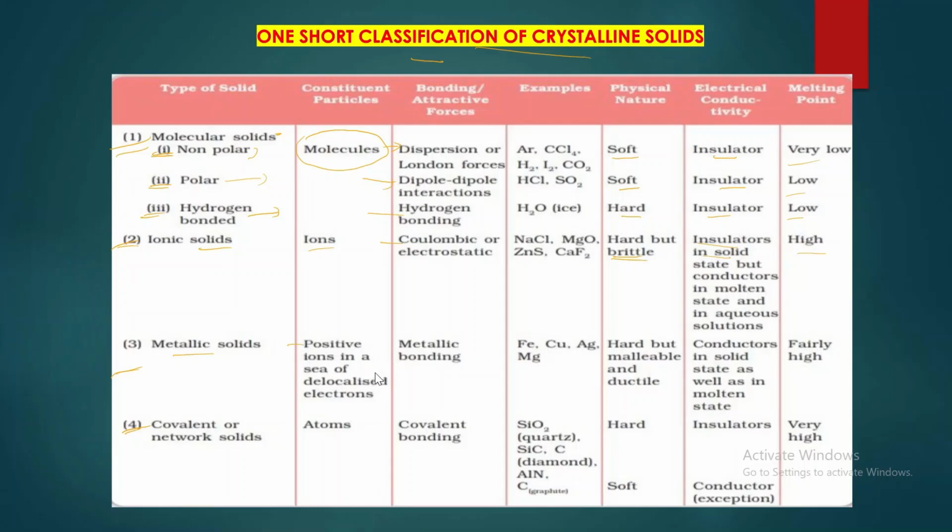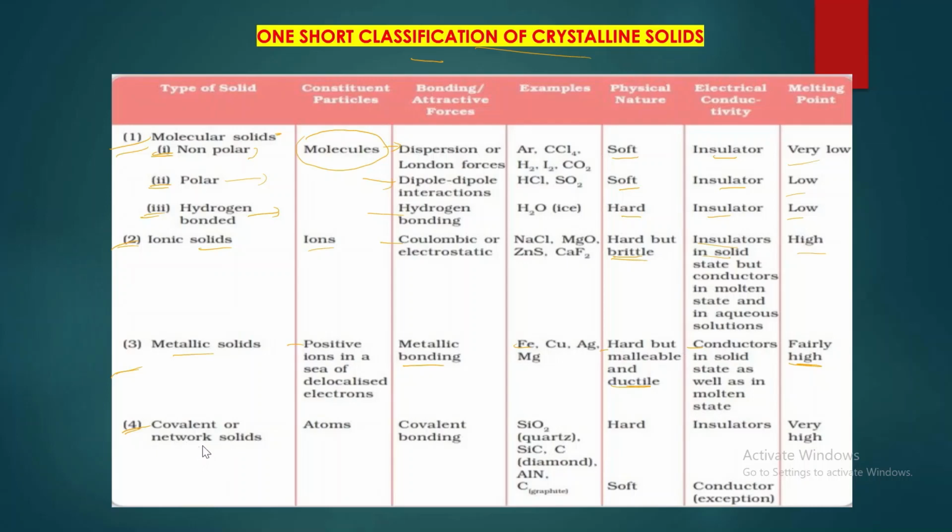Now in metallic solids, positive ions are the constituent particles, surrounded by a sea of free electrons in the metal. The type of bonding is metallic bonding. Examples are iron, copper, silver, and magnesium. Physical nature: hard but malleable and ductile. Ductile means the tendency of a metal to be drawn into a thin wire, as we see in the picture. They are good conductors of electricity in the solid state. Why? Because metals have a sea of free electrons. Melting points are fairly high.